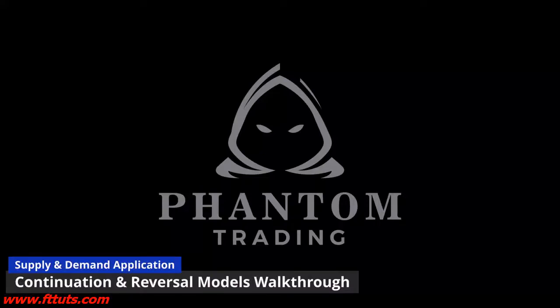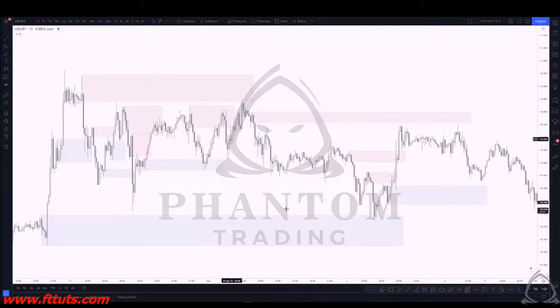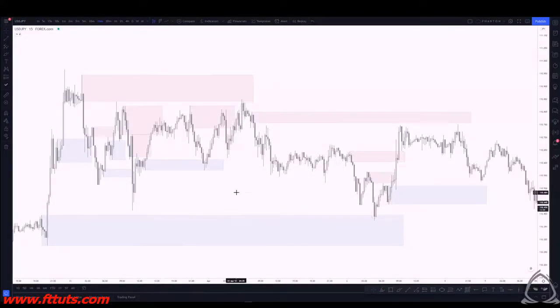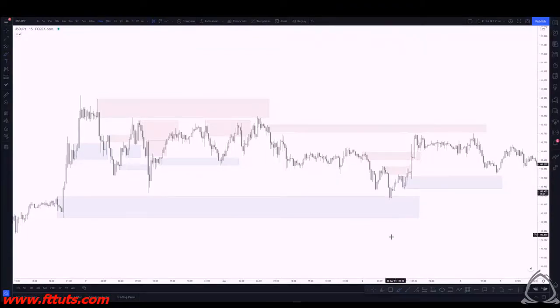Now let's refer back to our original example that we were using in video number 1. Instead of just focusing on mapping zones, let's break down which model the supply and demand zones that we've mapped out are, whether it be continuation or reversal and so on and so forth. So what we'll do is start on the left side and work our way to the right based on the zones that we mapped in the prior video.